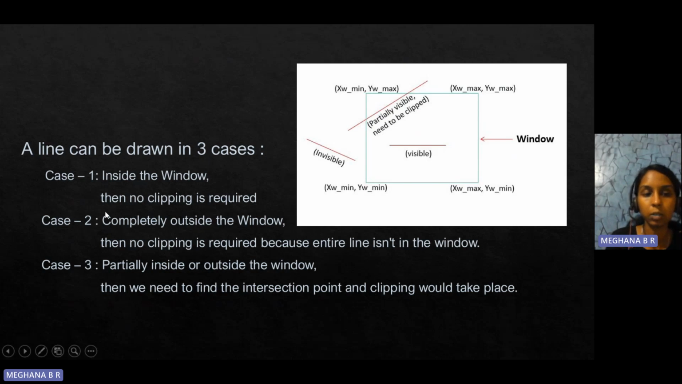Case one is inside the window. When it is completely inside the window, it is visible and no clipping is required. Case two is completely outside the window, that is invisible, so no clipping is required because the entire line isn't inside the window. The third one is partially inside and partially outside the window. Then we have to find the intersection points and clipping takes place. So these are the intersection points and these extra parts are removed.